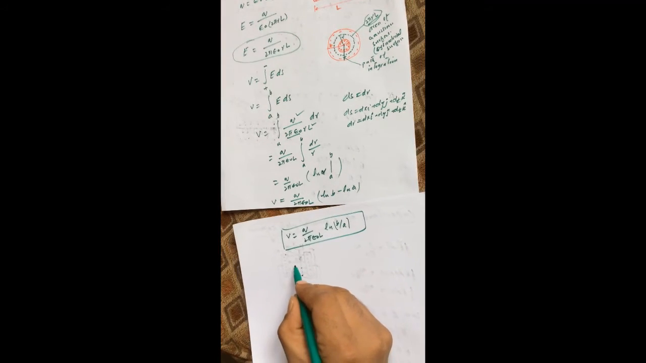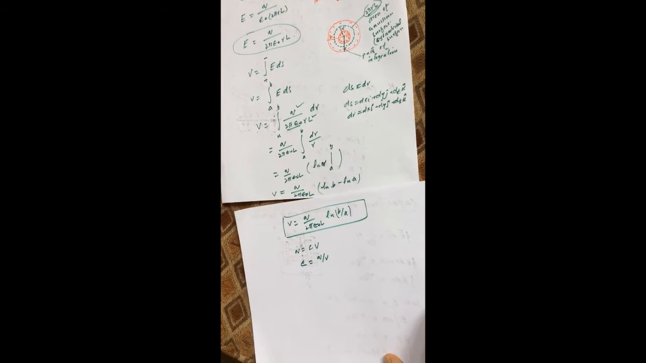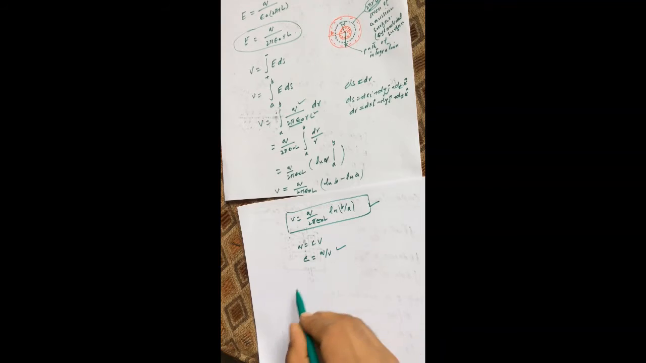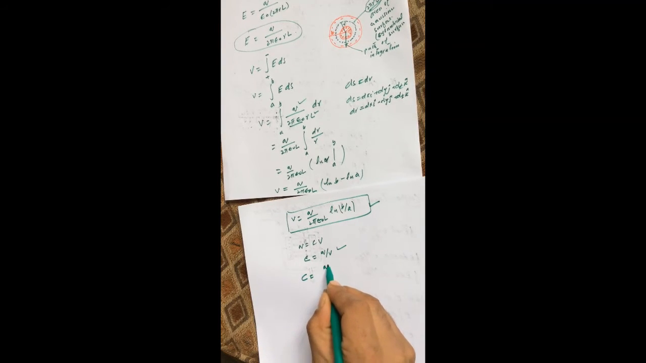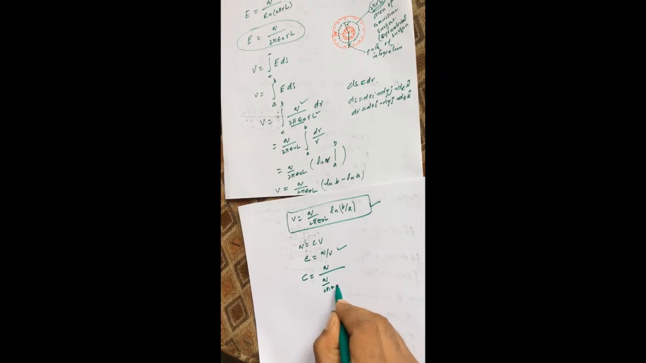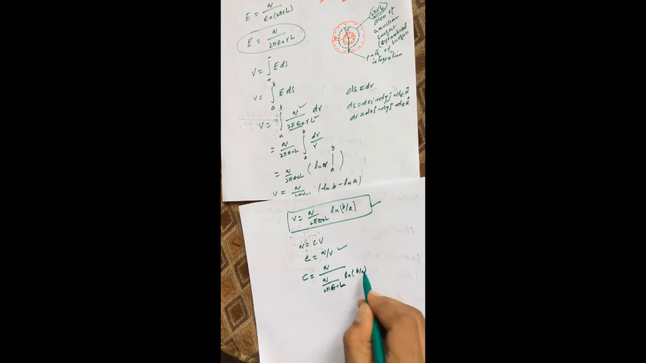So this is the potential. Now to calculate the capacitance of this cylindrical capacitor, we use this relation Q is equal to CV, or C is equal to Q over V. Now putting the value of this V from this equation here, we get C is equal to Q over 2 pi epsilon naught L into ln B over A.